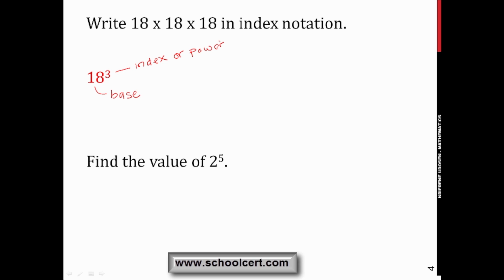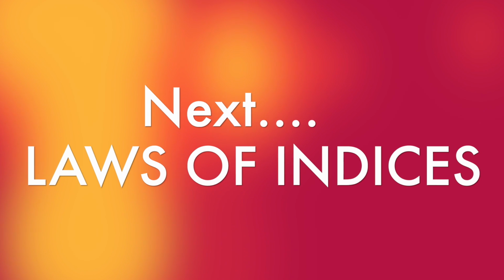Now, the second question says, find the value of 2 raised to power 5. That simply means 2 times 2 times 2 times 2 times 2. In other words, 2, 5 times. And if you multiply all of this, the product is 32.